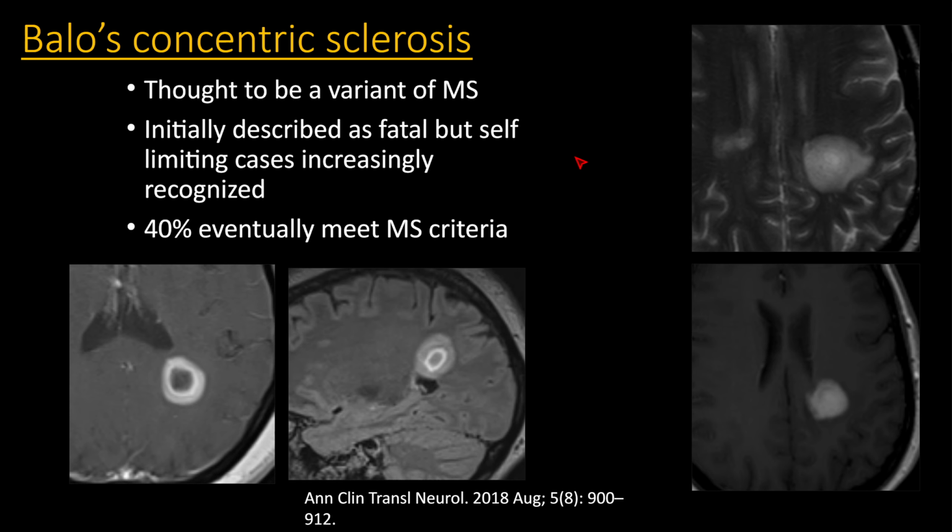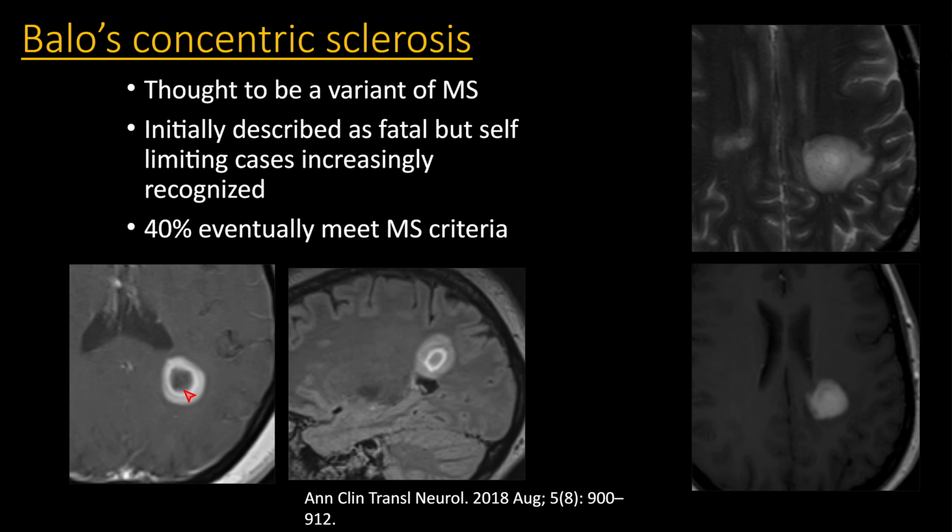Now, along the same vein as those tumefactive demyelinating lesions, you have this thing called Balo's concentric sclerosis. It's thought to be a variant of MS. Initially, it was described as a really fatal form, but all cases of it that I've seen have been very self-limited, and a lot of these cases eventually end up meeting the diagnosis of MS. The highlight of Balo's concentric sclerosis is the multiple rings seen with these demyelinating lesions. Sometimes they give an appearance like an onion ring, if you will.